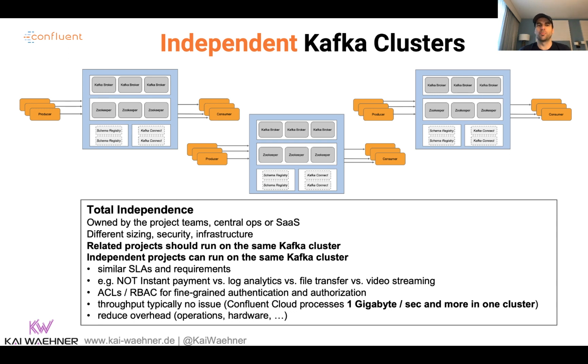Also, don't worry about throughput too much. If you don't really have a big scale use case, it's no problem at all. At Confluent Cloud, we have customers which process 1 GB per second and more in one single Kafka cluster. This is not a problem at all if you can deploy it the right way with the best practices. And on the other side, the big advantage is reduced overhead, because you only have to buy one hardware, one operations team which operates one Kafka cluster, even if it's used by different teams which are separated in a multi-tenant way with quotas, RBAC, and so on.